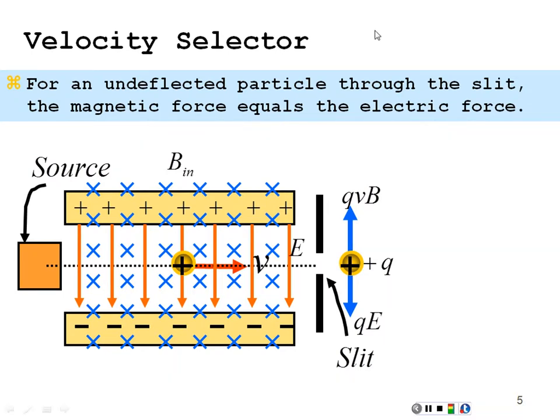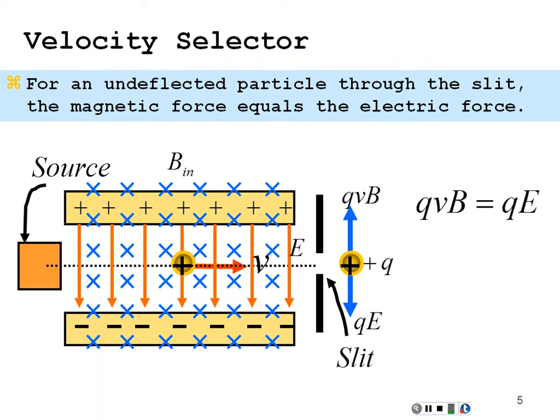So if I had a slit at the end of this tube, if one force were greater than the other force, then the particle will deflect one way or the other and never make it through the slit. But if the forces just happen to be exactly equal, then the particle will go along that middle line and make it directly through that slit. So the particles that actually make it through the slit are only those particles where the electric force is exactly equal to the magnetic force.